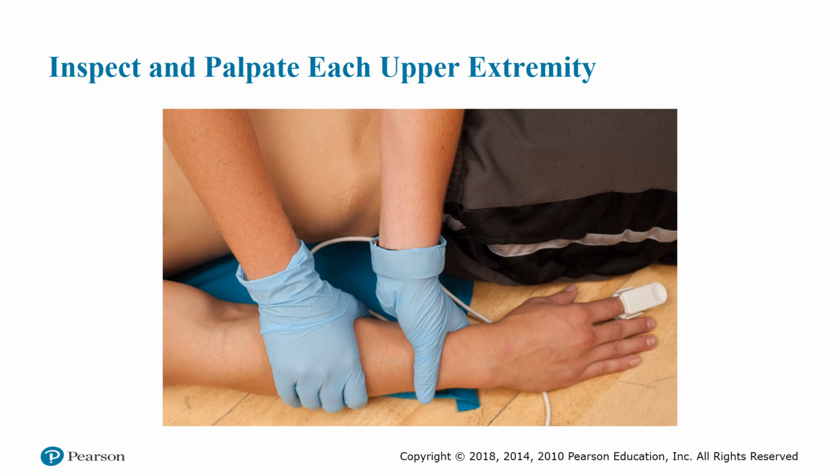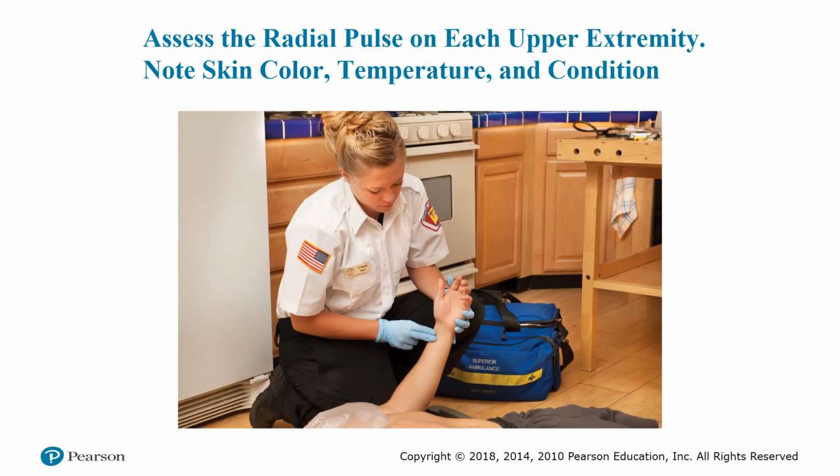And here we go. We're inspecting and palpating the upper extremities. Not going to belabor that. We assess the radial pulse on each upper extremity, and again, we look at skin color, temperature, and condition. And I bet you I know what's coming next.